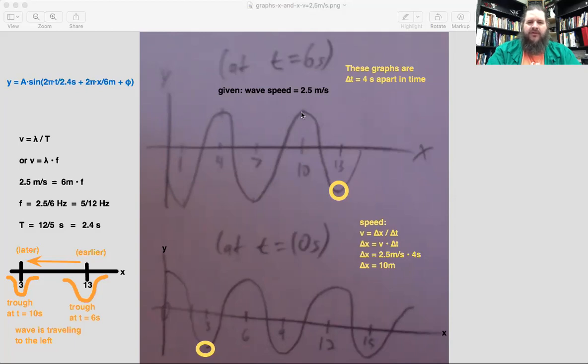Like for instance, you could choose this crest and say for this crest, x is 10 and t is 6. Write out the total phase, that is the stuff inside the sine function. Fill in that x value, that t value. And since this is a crest, we'd set the total phase equal to pi over 2 and then solve for phi. Or if we use the trough, set it equal to 3 pi over 2 and solve for phi. Any other questions on that?